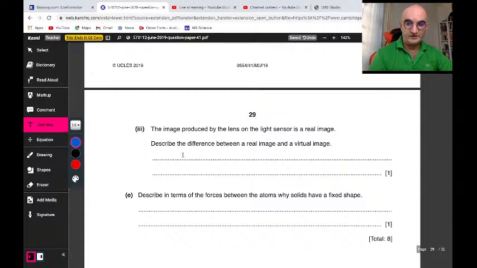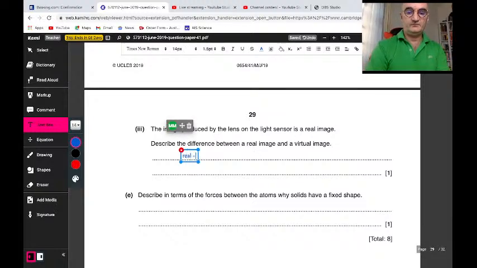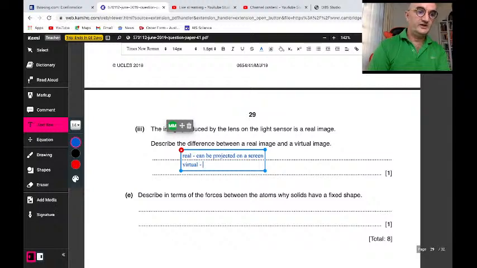The image produced by the lens on the light sensor is a real image. What's the difference between a real and a virtual image? Real can be projected on a screen. And then virtual, well, this one appears to be behind the lens or mirror.